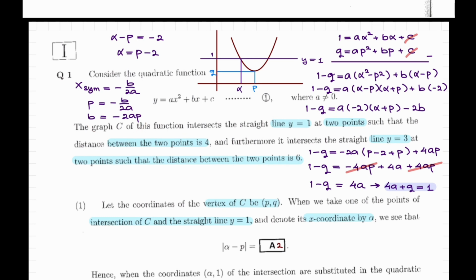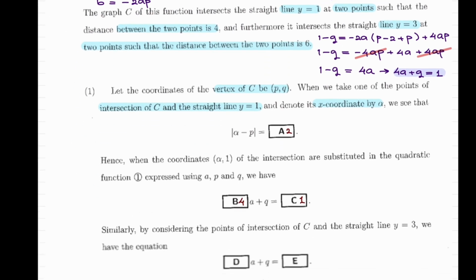So if I assume this is y equals 3, that means the distance between the point of intersection and the x coordinate of the vertex is equal to 3, because the distance between 2 points is 6. You can use the same method, yeah? So if I assume this coordinate as, let's say, beta, so beta minus p is equal to 3. I will write down here, I think.